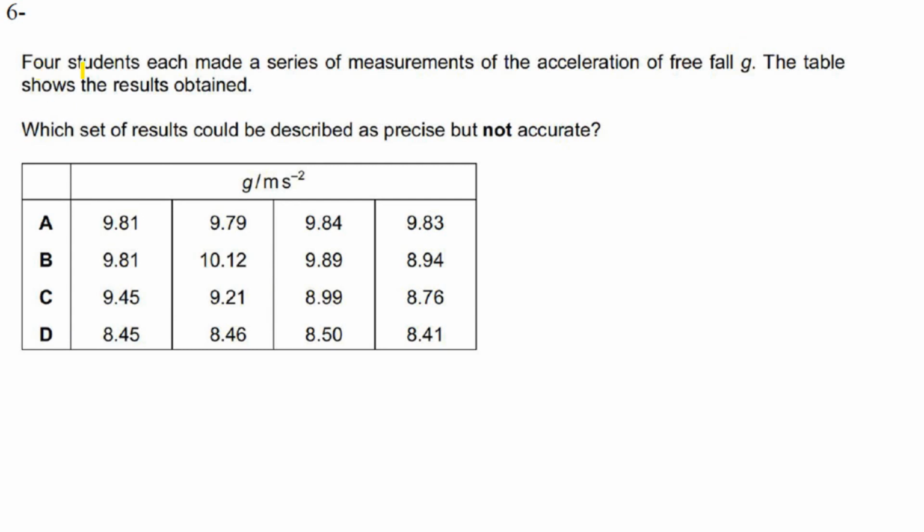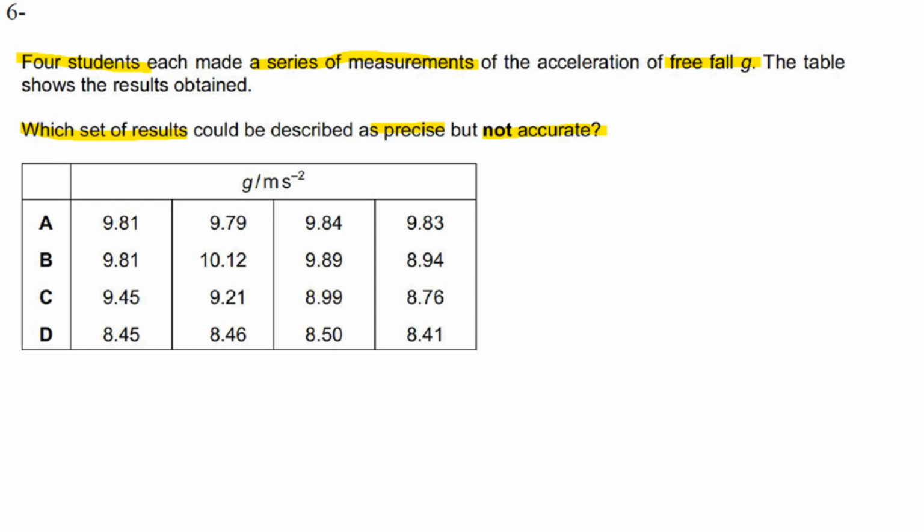If we read this question carefully, we can simply find out that 4 students did one experiment and made a series of measurements to find the value of g. Free fall simply means we ignore air resistance. So we need to find out which set of measurements, option A, B, C, or D, is precise but not accurate.